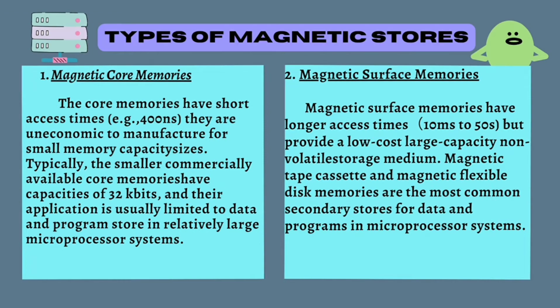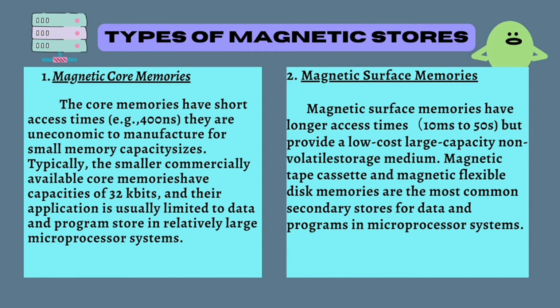There are two types of magnetic store. First is the magnetic core memories. Core memories have short access time. They are uneconomic to manufacture for small memory capacity sizes. Typically, the smaller commercially available core memories have capacities of 32 kilobytes and their application is usually limited to data and program store in a relatively large microprocessor system.